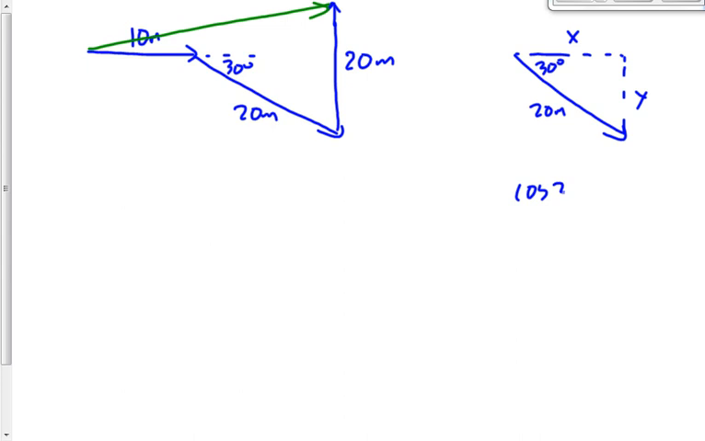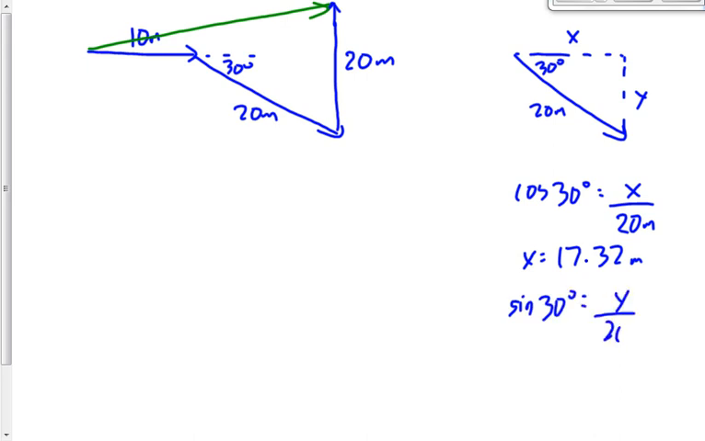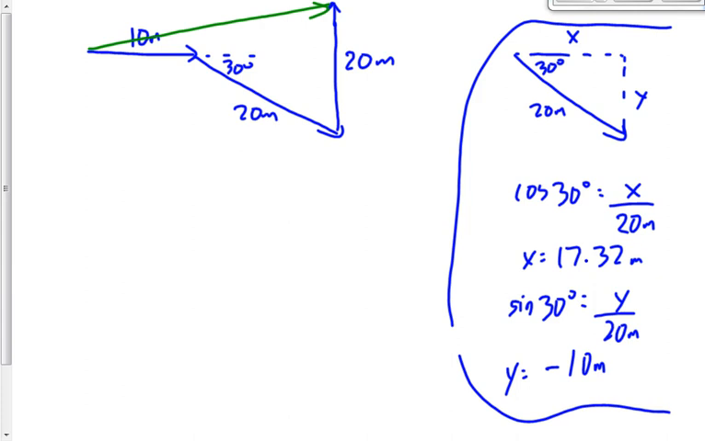Cosine 30 degrees is equal to adjacent over hypotenuse. Sine 30 degrees is equal to opposite over hypotenuse. It's 10, but we're going to make it negative because it's going down. I'm going to draw a little line around it, just reminding me that this isn't really the problem that I just solved. This is just an aside to help me solve the real problem.